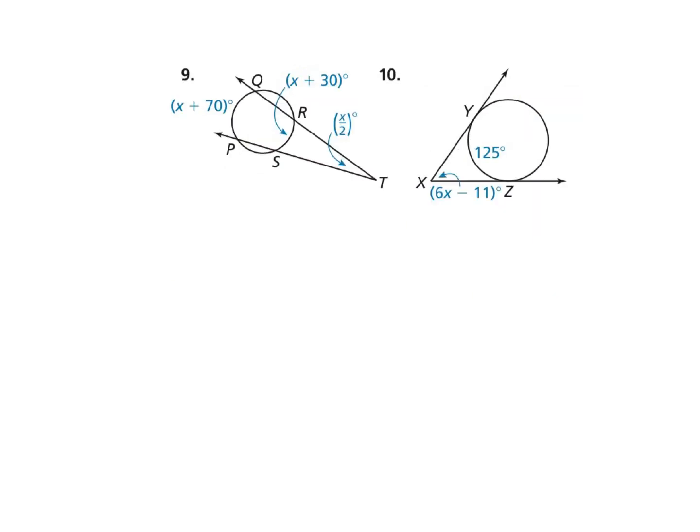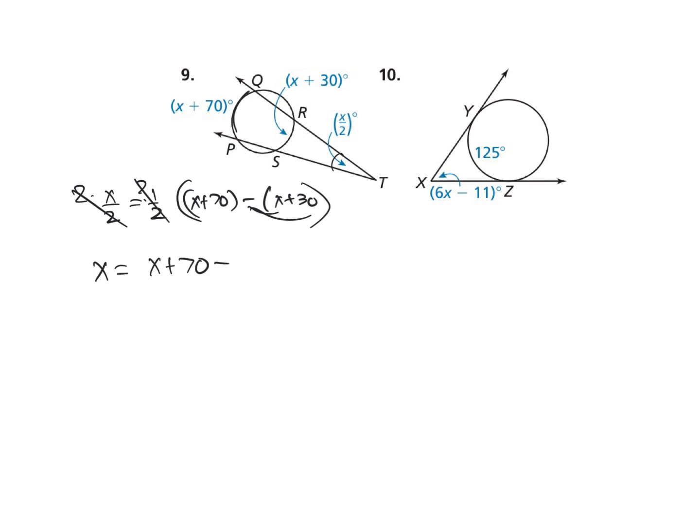Number 9, again, this angle, x over 2, is 1/2. All I'm doing is filling in the information. The big arc, x plus 70, minus the small arc, x plus 30. Again, you have to distribute that minus sign. So I'm going to multiply by 2, and that gets rid of those fractions. We have x plus 70 minus x minus 30. You have a minus x and a plus x. Those are gone. So x equals 70 minus 30, or 40. All done.